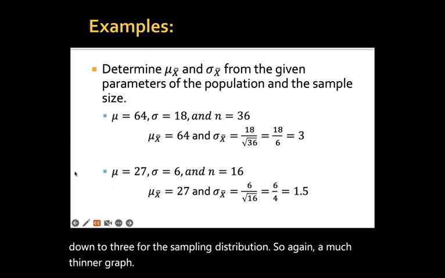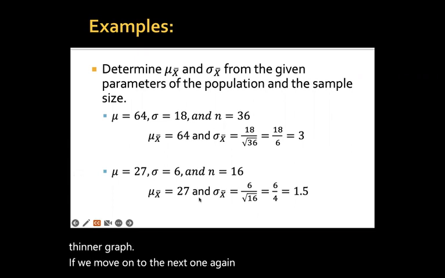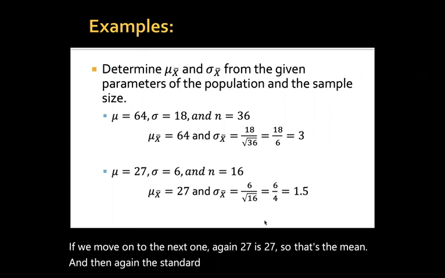If we move on to the next one, again, 27 is 27, so that's the mean. And then again, the standard deviation divided by square root of n gives us a standard error of the mean.